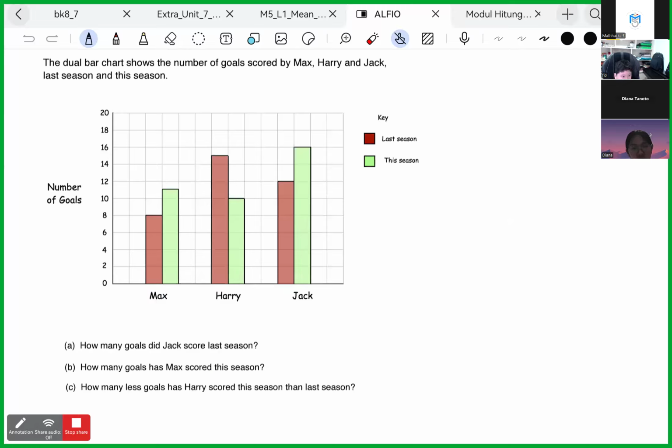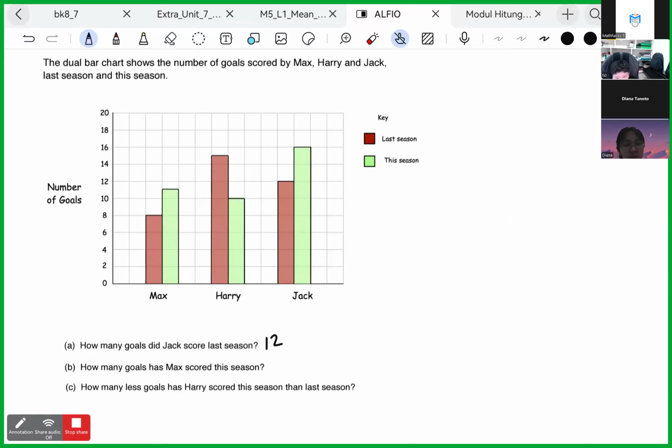Oh, my bad, my bad. The dual bar chart shows the number of goals by Max, Harry, and Jack last season and this season. How many goals did Jack score last season? Last season is the brown one. Yep, 12.